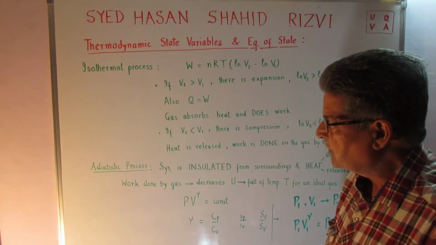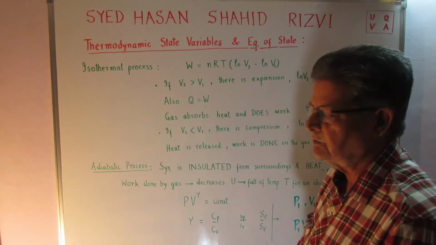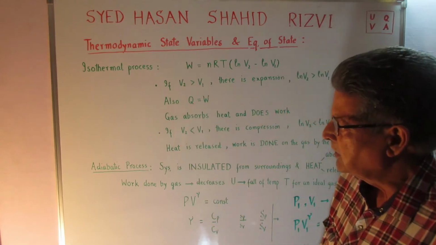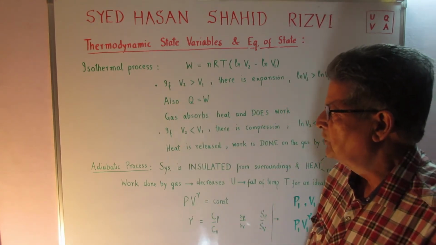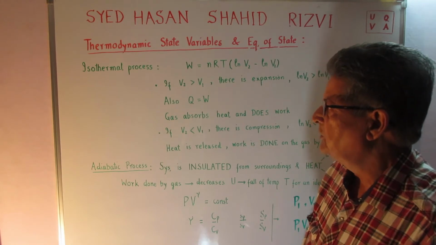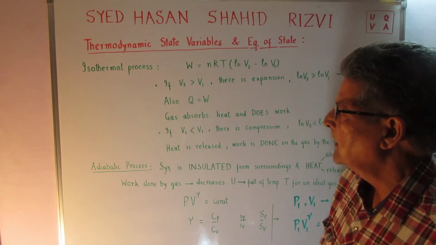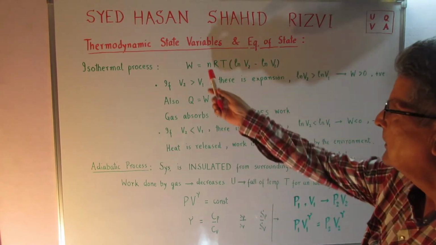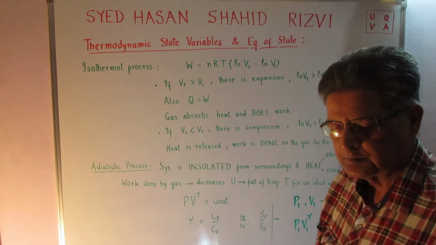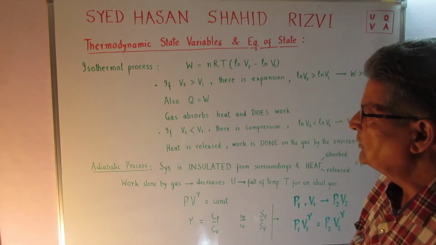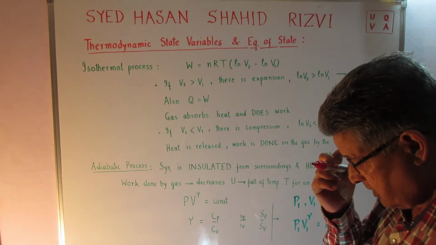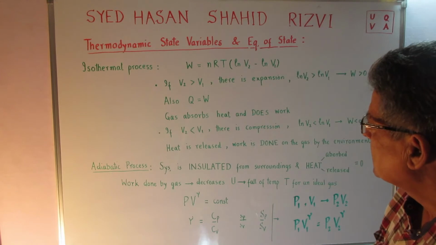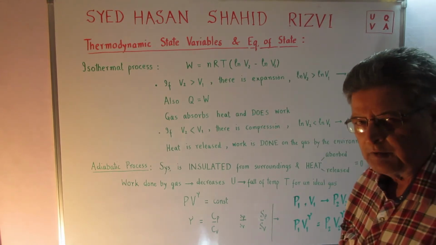So continuing with the description and explanation of various processes: the isothermal, isochoric, isobaric and adiabatic processes. In the last lecture, I derived the equation for the work done in the isothermal process. W is equal to nRT times the natural log of V2 minus the natural log of V1.